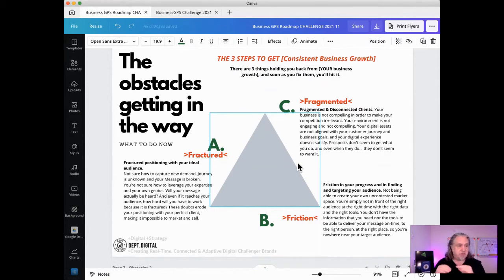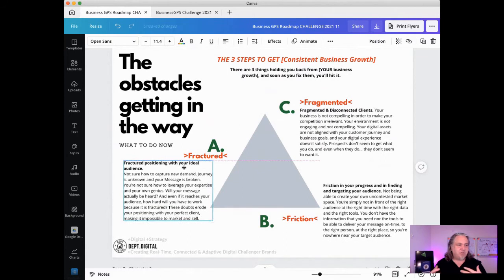And I'm going to go through this. There's a lot of depth here, so this is actually one of the PDFs that you'll be able to download as well, so you can go through it on your own time and read them. But fractured, if we start with fractured over here, right? Fractured positioning with your ideal audience. So this is really critical. It's not sure how to capture new demand. Journey is unknown and your message is broken. You're not sure how to leverage your expertise and your own genius. Will your message actually be heard? And if it reaches your audience, how hard will you have to work because it is fractured? These doubts erode your positioning with your perfect client, making it impossible to market and sell.